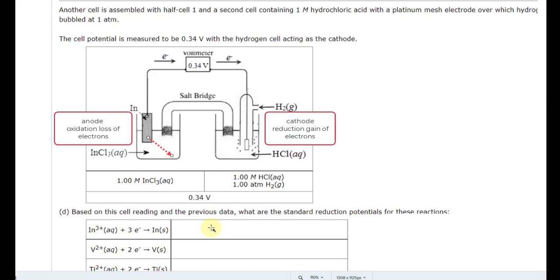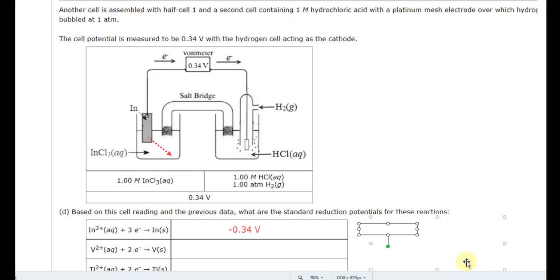So this reaction that's shown here, where indium is gaining electrons, isn't going to be plus 0.34 volts. It's going to be negative. It's losing against hydrogen and hence the negative sign. That's the real trick for this problem. It is negative 0.34 volts.